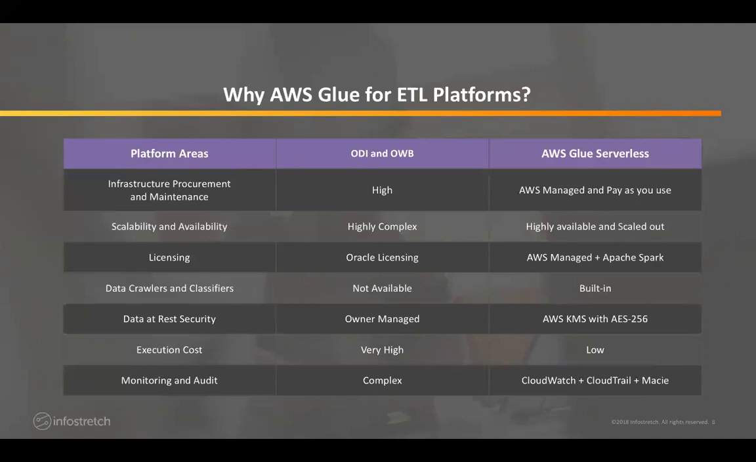Licensing is an important factor when considering this. OWB and ODI come with an Oracle licensing, which is a hefty amount as such. As compared to that, AWS Glue brings us more of an open source environment wherein the licensing is pre-built or managed by AWS, and the implementation is over Apache Spark, which is again an open source offering.